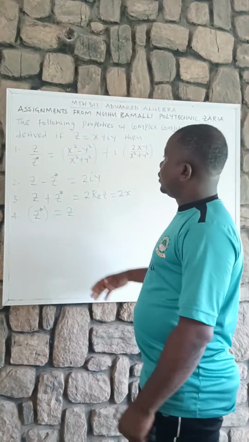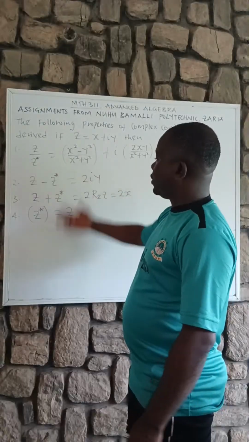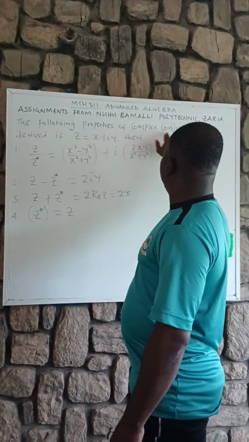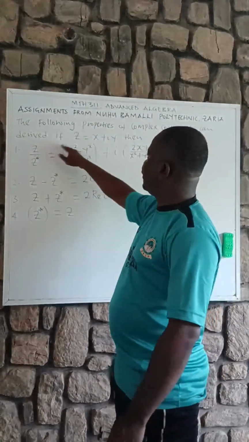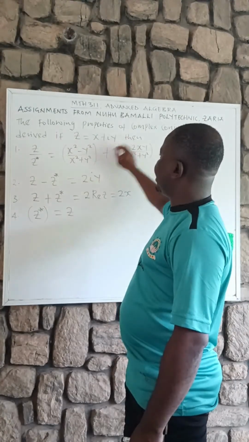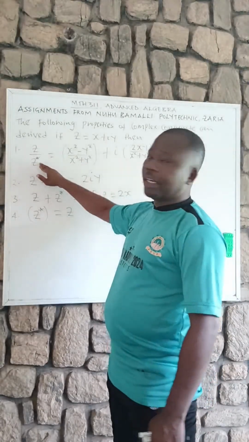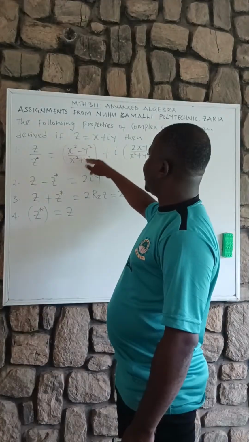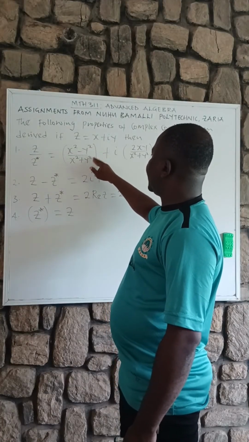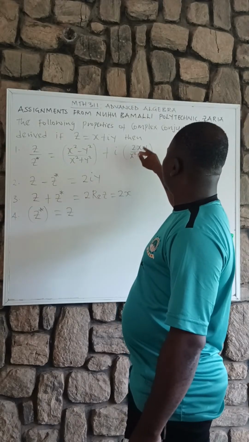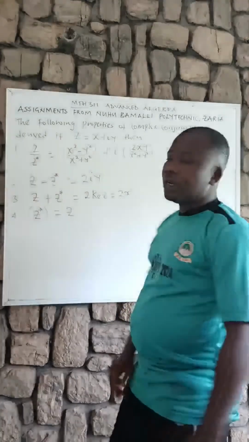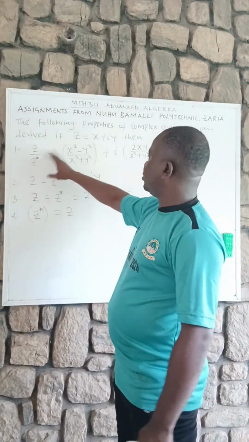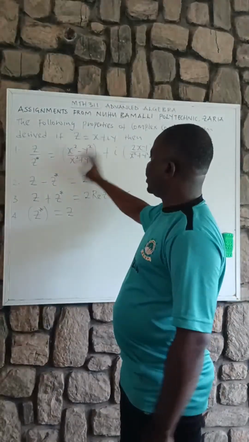It's okay. So we have the following questions here, about 4: 1, 2, 3, 4. The following properties of complex conjugates can be derived if z equals x plus iy. Then 1, z over z star is equal to (x squared minus y squared) over (x squared plus y squared) plus i open bracket 2xy over x squared plus y squared. It means prove that we have this.